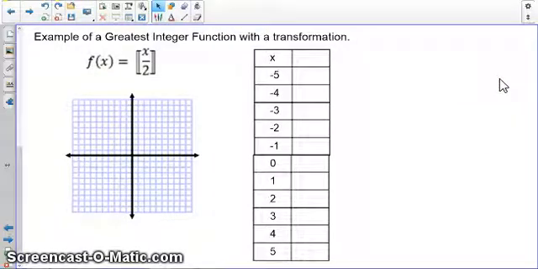Okay, so I'll do one last example in this video, and it's the hardest thing in the video, so make sure to pay attention to this. You might have to watch it a couple times. It's a greatest integer function with a transformation. And transformation, all that means is that the equation is changed a little bit.